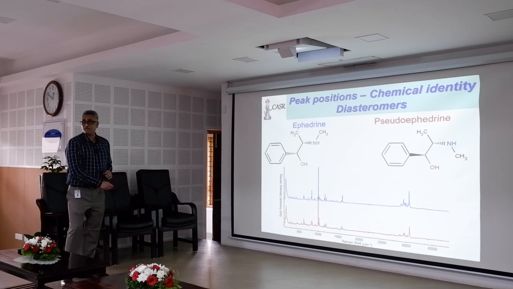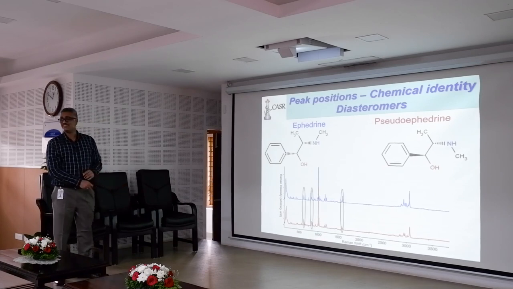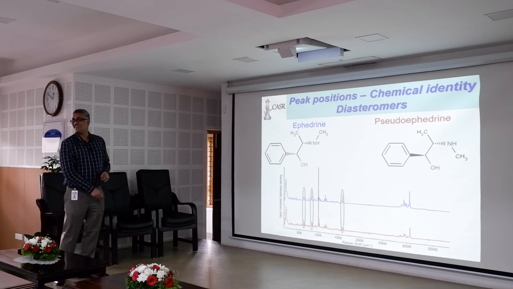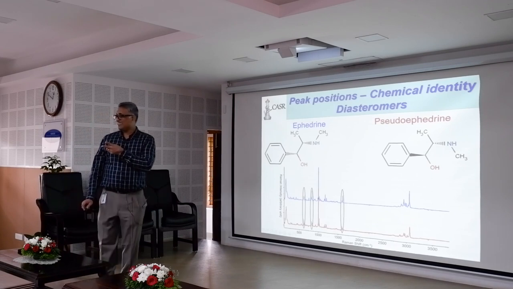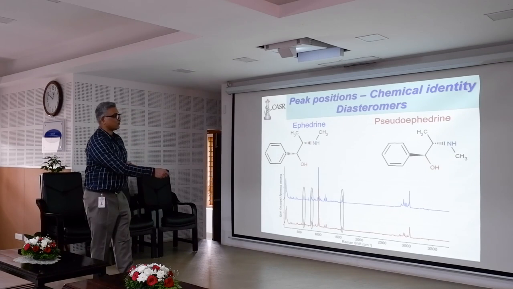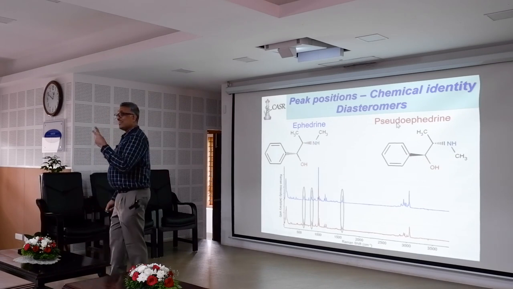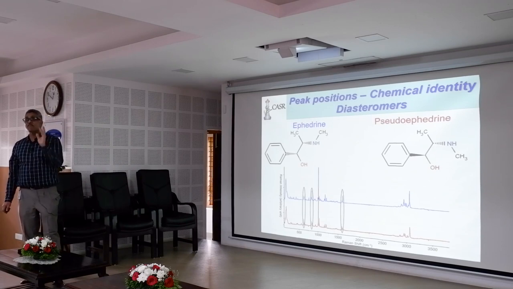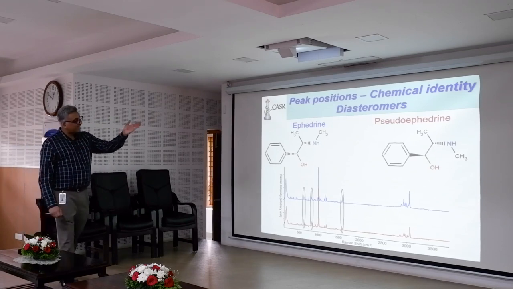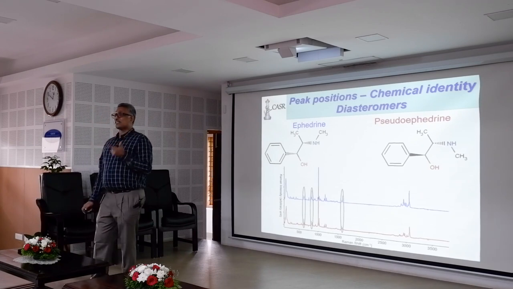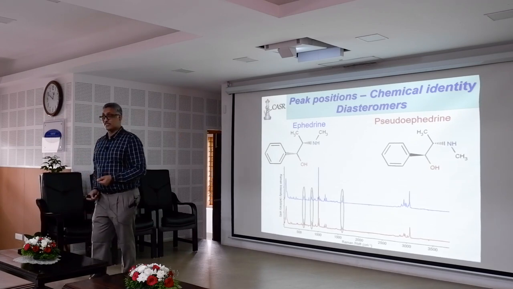And everything looks the same. Now carefully look at this. These peaks, their intensities are reversed. You see the chirality. The moment I have a chiral molecule, the intensities will flip for all the modes associated with the chiral centers. So even with a geometric isomer, with simple Raman, I can tell you whether I have pseudoephedrine or ephedrine. These two are drug molecules you are making in pharmaceuticals.